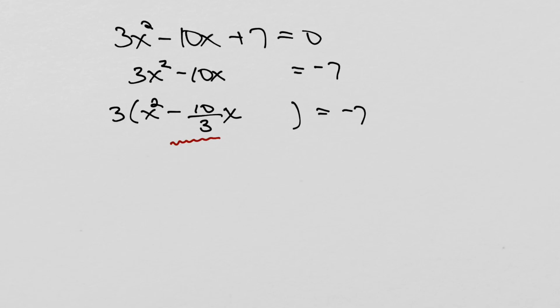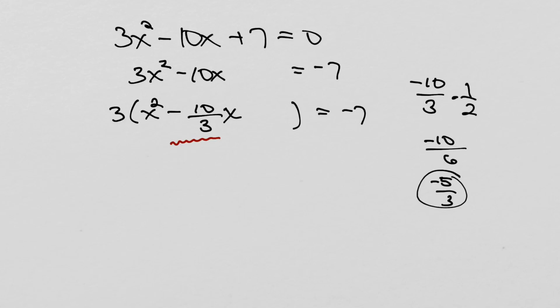What we need to do is take that number and get half of it. Right? So what is negative 10 over 3 times a half? Well, if you multiply across, you get negative 10 over 6, which simplifies into a minus 5 over 3 if you cancel the 2 out of the top and bottom. Right? So what we will add here then is a plus 5 over 3 squared. So I will add that to both sides. Okay? And let me go ahead and get rid of some of this other junk.